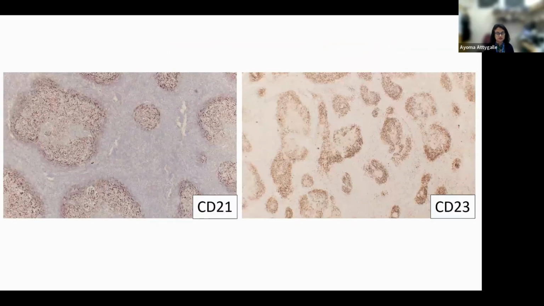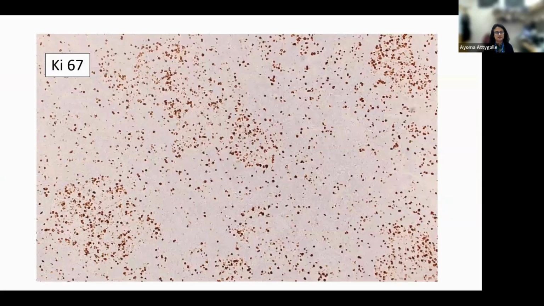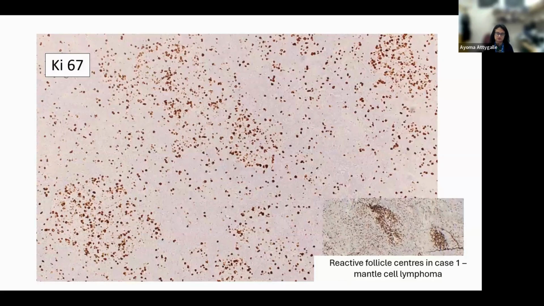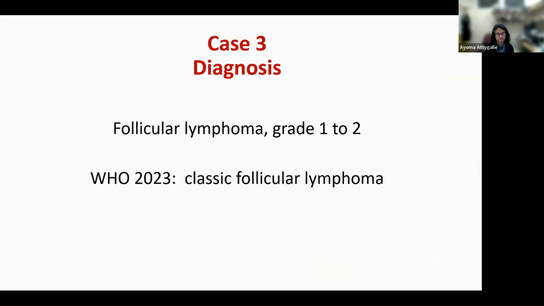CD21 and CD23 highlight these FDC meshworks. And the Ki67 is moderate in the follicles and lower in the interfollicular compartment. Contrast this with the reactive follicle centers in case 1, which had those naked germinal centers. But of course, if it's a higher grade follicular lymphoma with more centroblasts, the proliferation will be higher. So this is follicular lymphoma grade 1 to 2.